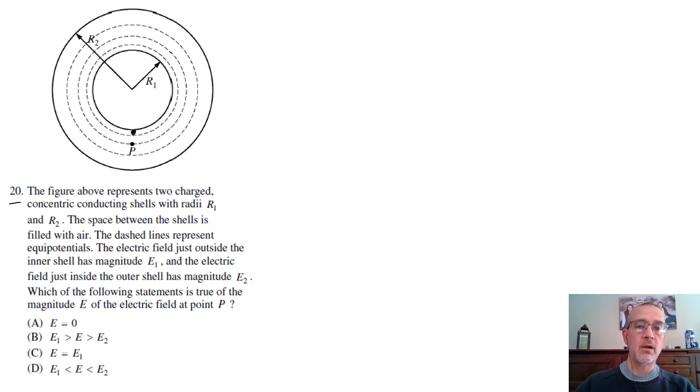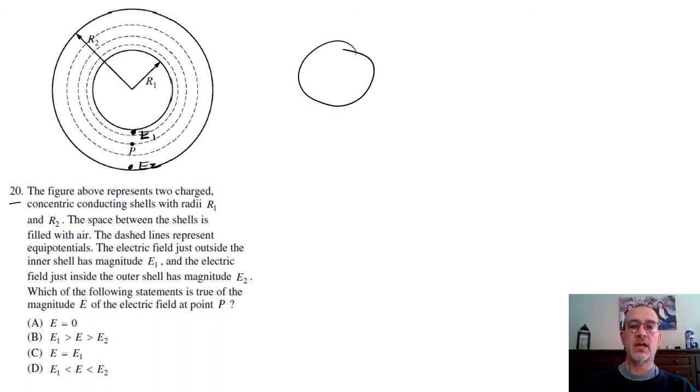So right here, I can say I've got electric field 1. And right here, I've got electric field 2. Which of the following is true about the magnitude of the electric field at point P? So we're looking in between. Now, when you have a conducting shell, if that's all you have, then you're going to have a zero electric field inside. The charges are going to rearrange so that I'm going to have no electric field inside, because all of the electric charge is going to be on the outside of the conductor, and when you take a look at the entire surface, it's just going to cancel out.